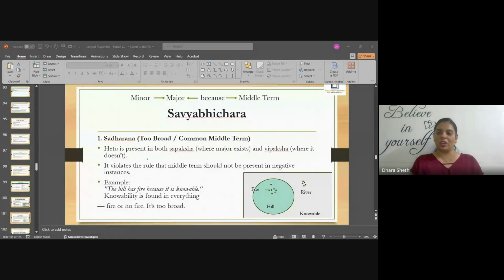The hill, fire and smoke are going to come in all fallacies. At least you are able to understand the concept behind the too broad middle term with the figure that I have drawn. That these are all knowable objects, whether it is river, mountain, hill, plateau, volcano, or ocean. All of it is knowable. All of them cannot have fire. So that is why the middle term is too broad. Moving on.